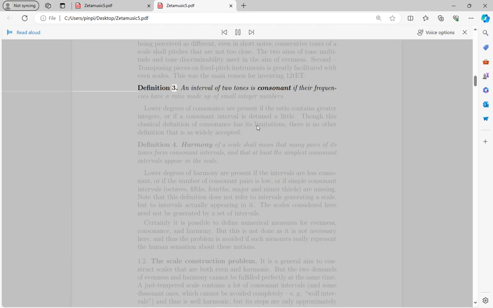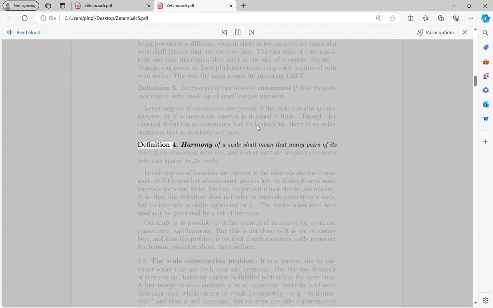Definition 3. An interval of two tones is consonant if their frequencies have a ratio made up of small integer numbers. Lower degrees of consonance are present if the ratio contains greater integers, or if a consonant interval is detuned a little. Though this classical definition of consonance has its limitations, there is no other definition that is as widely accepted.